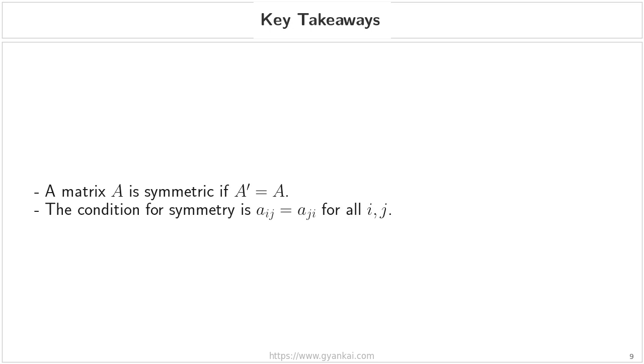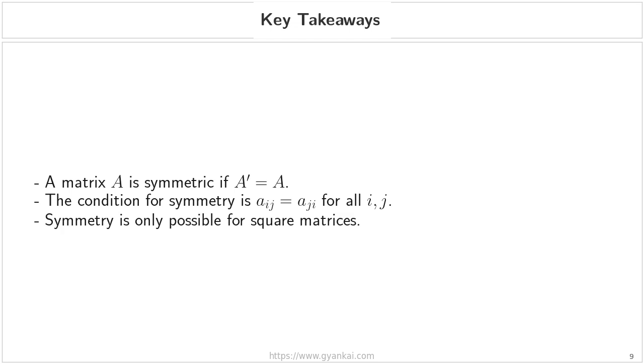In more detail, this means that the element-wise condition for symmetry is that the element in the ith row and jth column must be identical to the element in the jth row and ith column, for all possible values of i and j. As we emphasized at the very start of this session, please remember that symmetry is only possible for square matrices. If the matrix is not square, it cannot be symmetric.